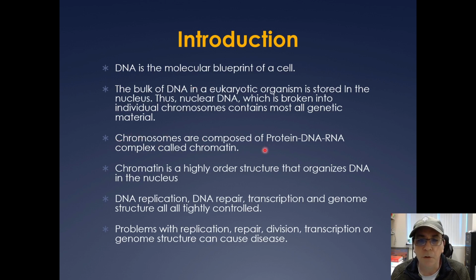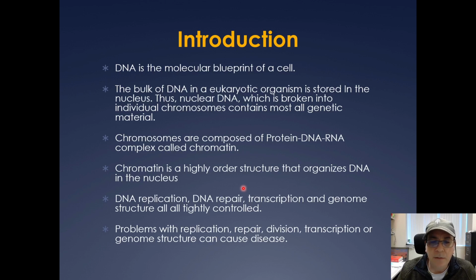So the chromosomes are actually composed of a protein, DNA, RNA complex, and that's called chromatin, right? It's not just DNA in the nucleus. There's a protein, DNA, RNA complex called chromatin. And the chromatin is a highly ordered structure that organizes the DNA in the nucleus, okay?